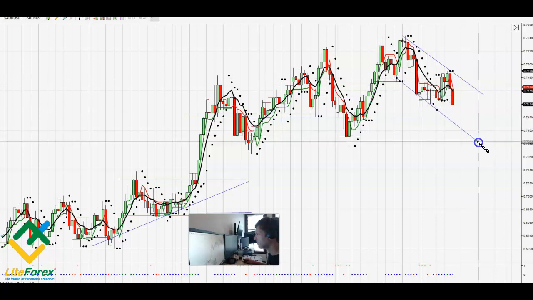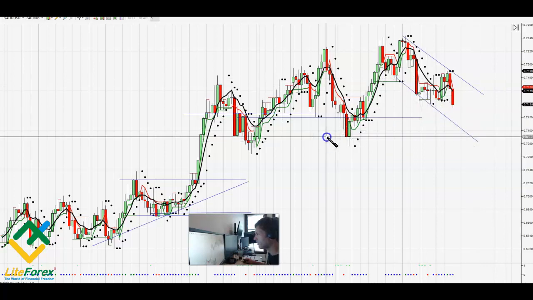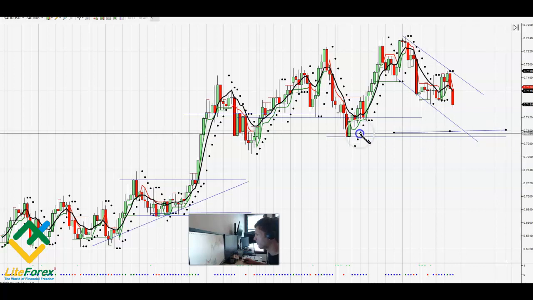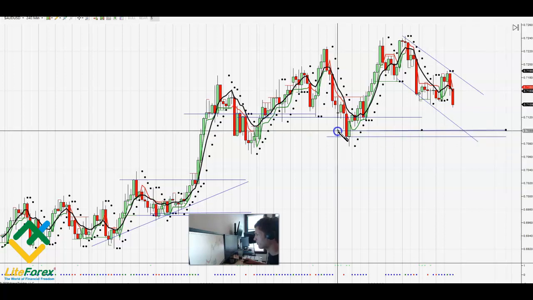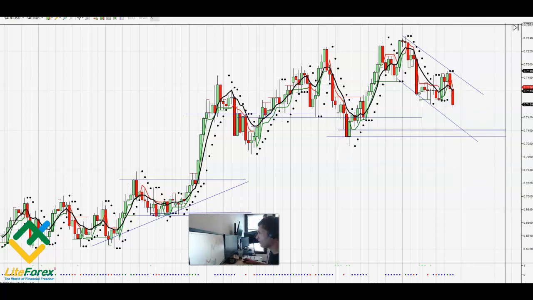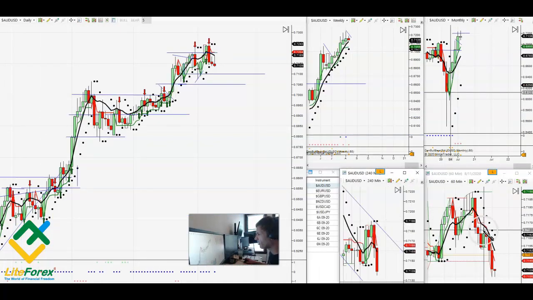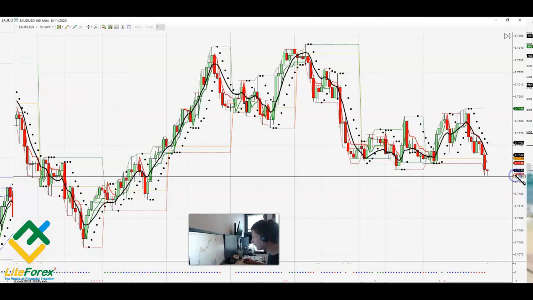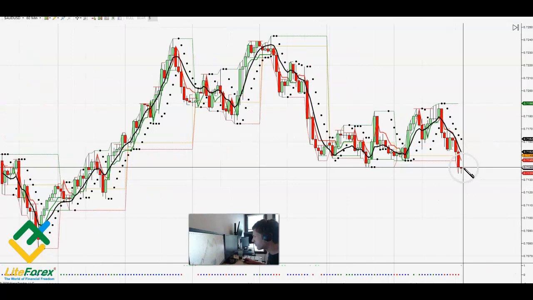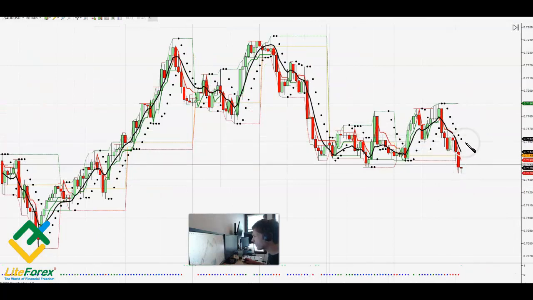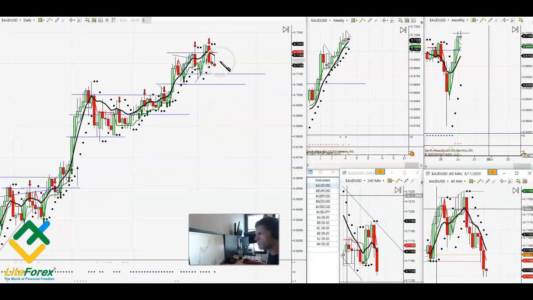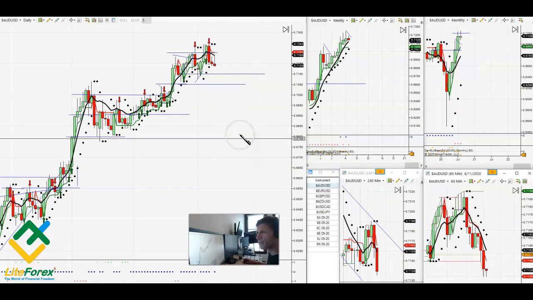So I see this going lower, taking out these lows. There's that 71 price, very important support level. Yeah, I'm going to be bearish on the Australian USD. Now, if we're looking at the 60, very short term, we might get a bounce. But I do see more downside coming for the Australian USD.